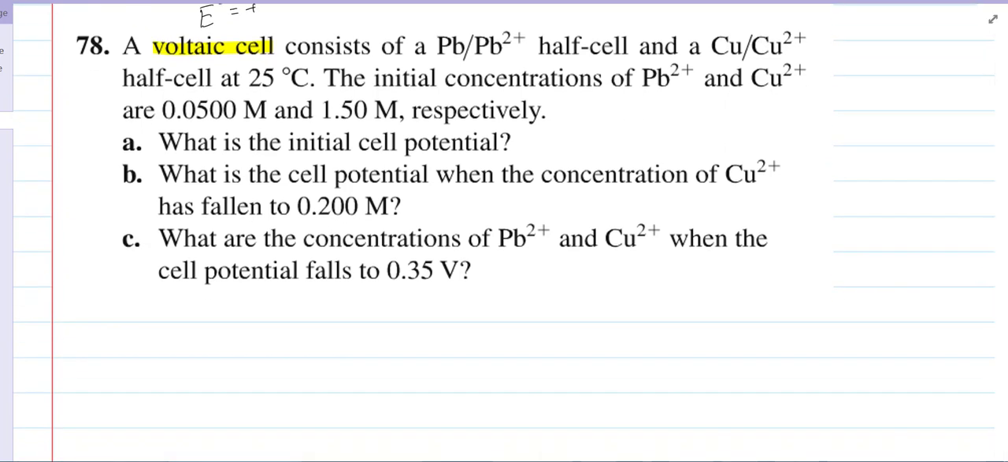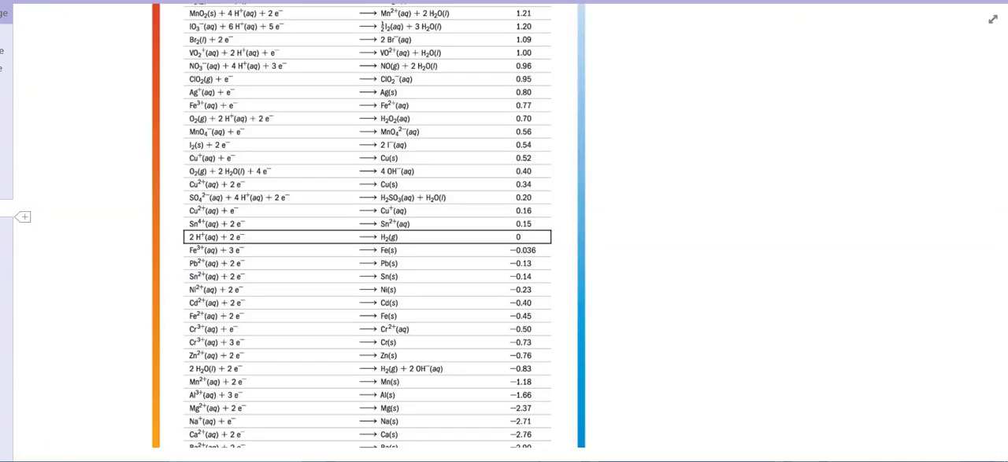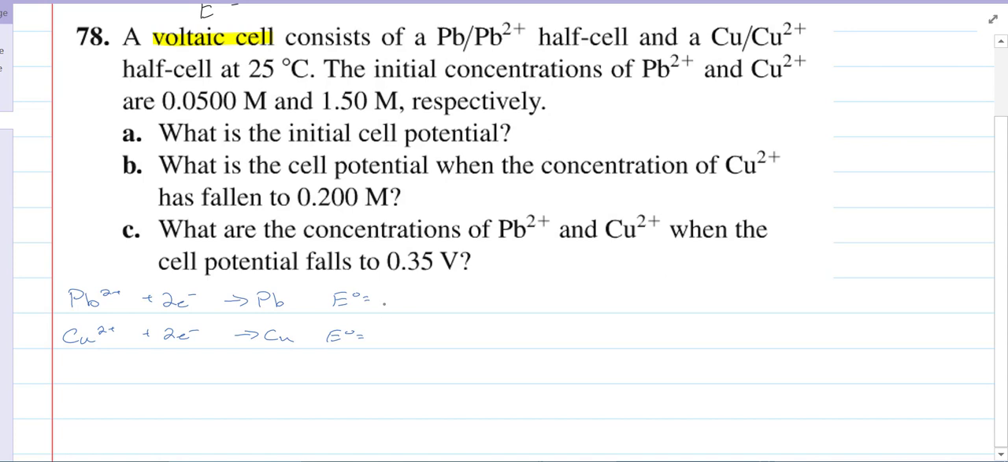Okay, so we need to figure out the initial cell potential, not the standard, because there are initial concentrations. But we still need to figure out the standard cell potential. So we write these as reductions. Pb2 plus 2 electrons going to Pb with that standard cell potential, and Cu2 plus 2 electrons going to Cu with the standard cell potential. I looked those up. I see lead 2 is negative 0.13 volts, and copper 2 plus 2 electrons is right here, 0.34 volts. So lead was negative 0.13 volts and copper was 0.34 volts.